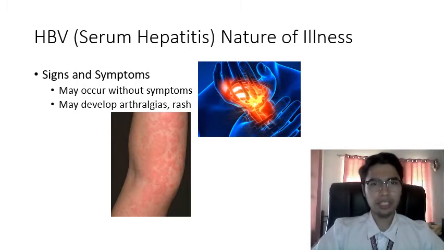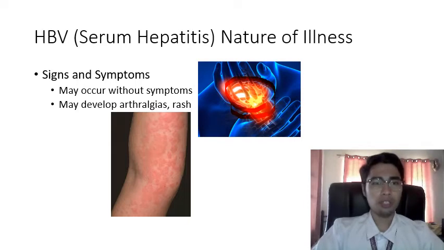Okay, what is the nature of illness for hepatitis B virus? Clinically, the disease closely resembles hepatitis A, just like I said earlier. They may occur without symptoms, but they may also develop arthralgia. What is arthralgia? It's basically joint pain. As the picture here shows, multiple joints are inflamed or in pain.